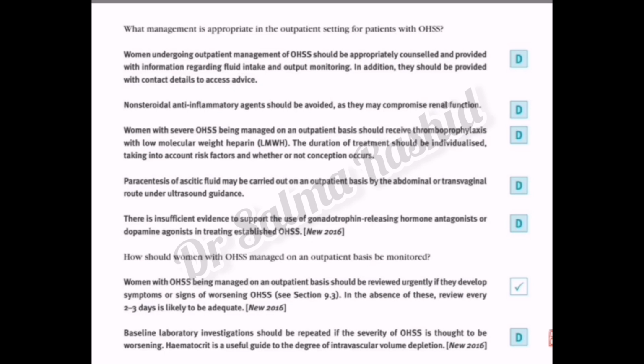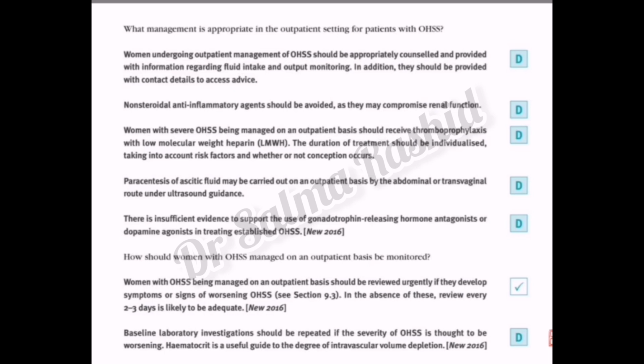Women with severe ovarian hyperstimulation syndrome being managed on an outpatient basis should receive thromboprophylaxis with low molecular weight heparin. The duration of treatment should be individualized, taking into account risk factors and whether or not conception occurs.